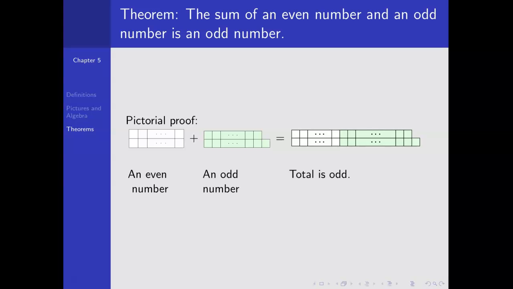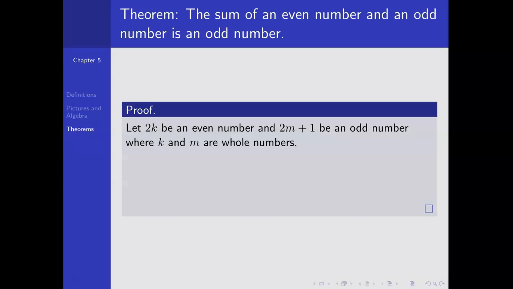All right, now we're going to do the algebraic proof. And we're going to start out in the same manner we did in the previous proof. We're going to start by saying what the algebraic representation of each number involved is. So we're going to let 2k be an even number and 2m plus 1 be an odd number, where k and m are whole numbers. So that is using our algebraic representation of an even number and the algebraic representation of an odd number.